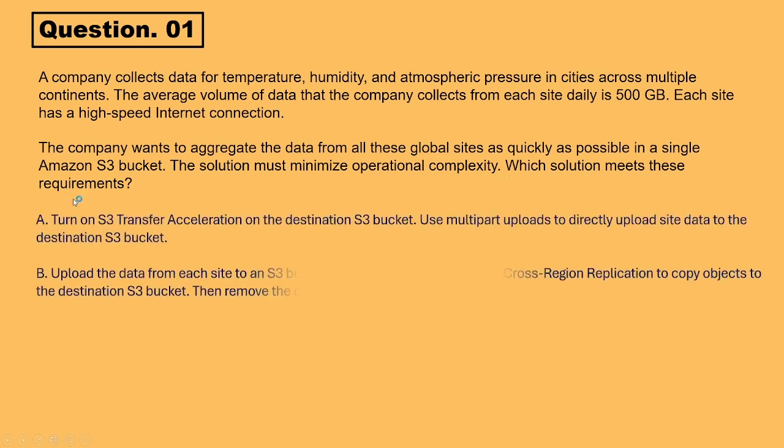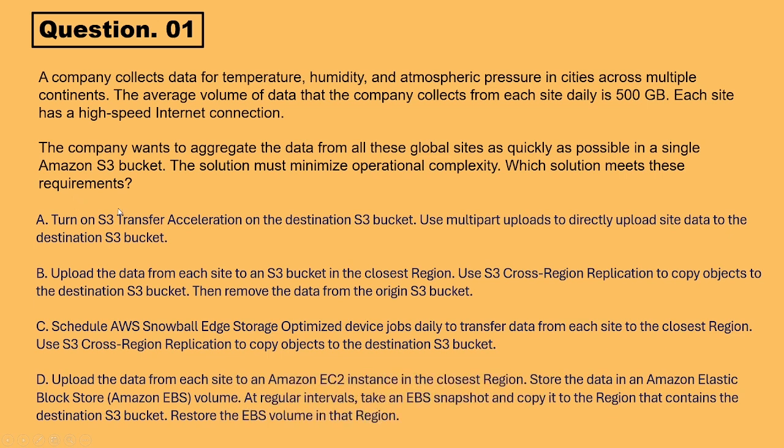Here are the options. First, go through all these options. Try to understand the scenario. The requirement of the question is that data should be collected from multiple sites in a single S3 bucket. It has a high-speed internet connection and 500 GB is approximate data. So now go through all the options.